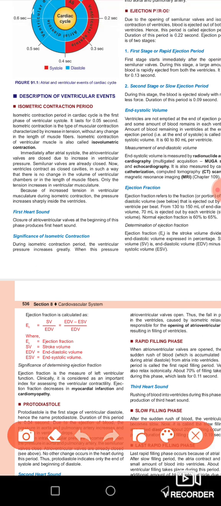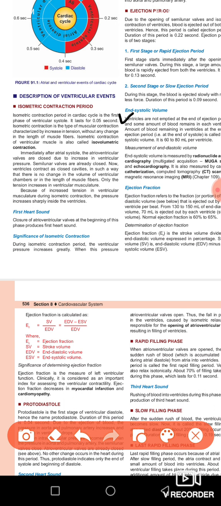The isometric contraction period in the cardiac cycle is the first phase of ventricular systole. Here the ventricles are going to contract. The first phase is isometric contraction, and its duration is 0.05 seconds. Isometric contraction is the type of muscular contraction characterized by an increase in tension, because here the contraction is done without any change in the length of the muscles.